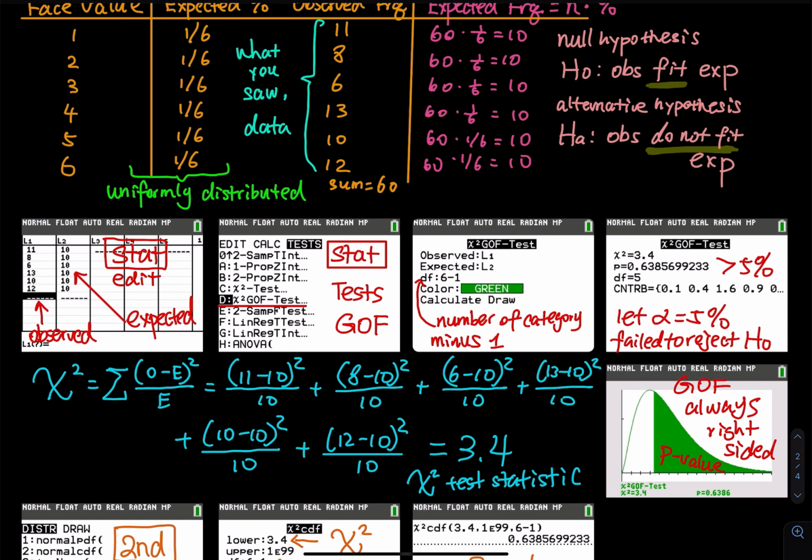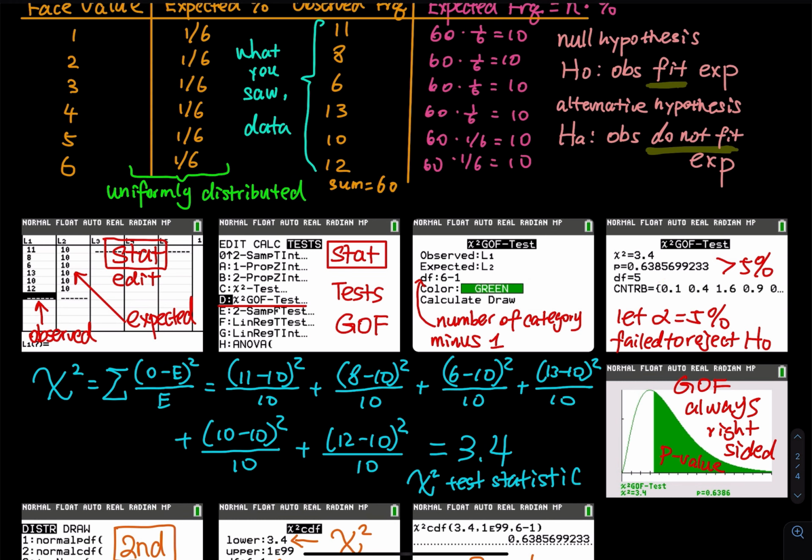Do you see that there is a CNTRB? CNTRB. The first quotient is 0.1, the second quotient is 0.4. But I will just say that equals 3.4, and this is the chi-square test statistic. I haven't seen anyone write this out in my class because I just asked people to report the value, but it is good to know how you get it. So 3.4, and then how do you get the p-value?